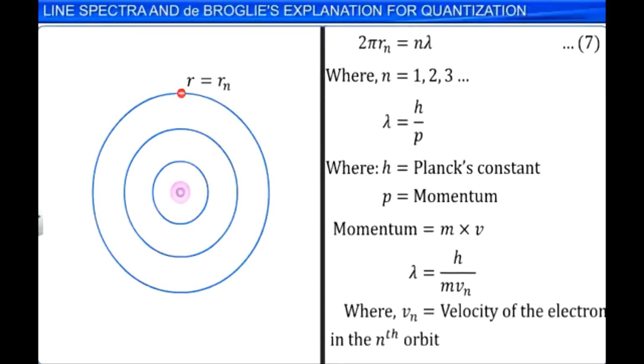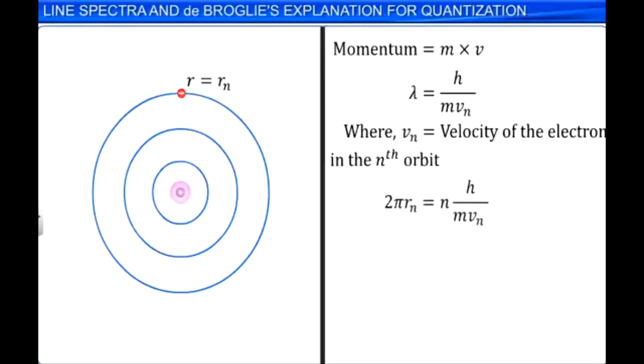Substituting the value of λ in equation 7, we have 2π rn is equal to nh by m vn. Rearranging the equation, we get m vn rn is equal to nh by 2π. Let this be equation 8. Thus, the angular momentum of an electron is quantized. The quantized electron orbits and energies are due to the wave nature of the electron. Equation 8 is nothing but Bohr's second postulate.